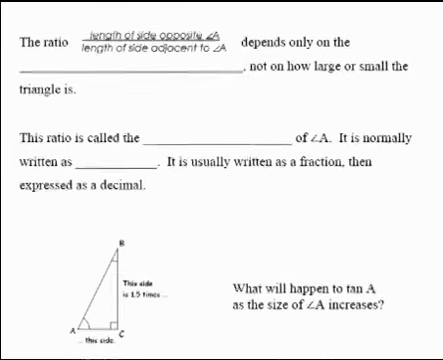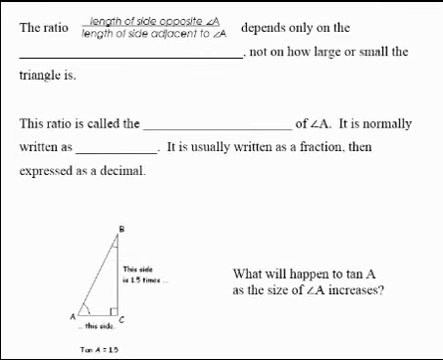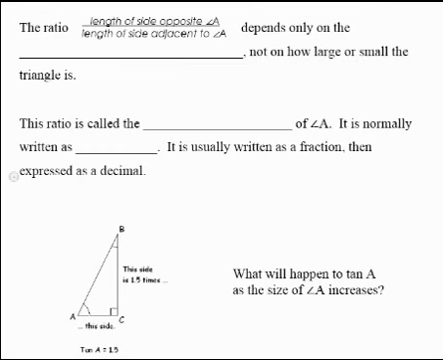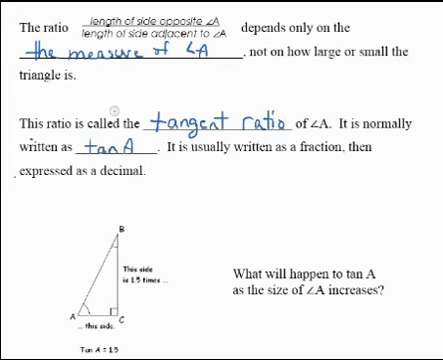The ratio of the length of the side opposite angle A to the length of the side adjacent to angle A depends only on the measure of angle A, not on how large or small the triangle is. That doesn't matter. We saw that on the first page. And this ratio is called the tangent ratio of angle A, and it's normally written as tan A. And it's usually written as a fraction and then as a decimal like we did on the first page.